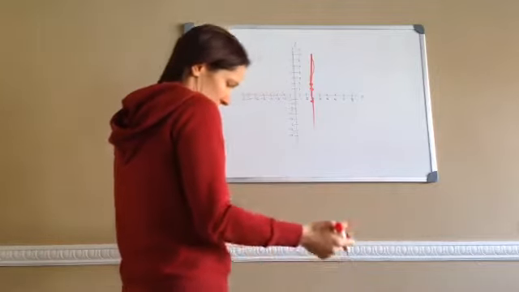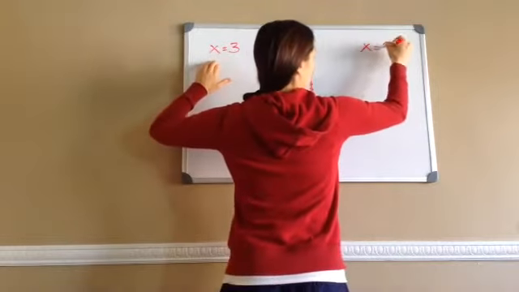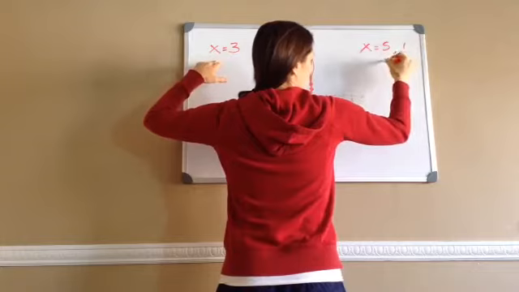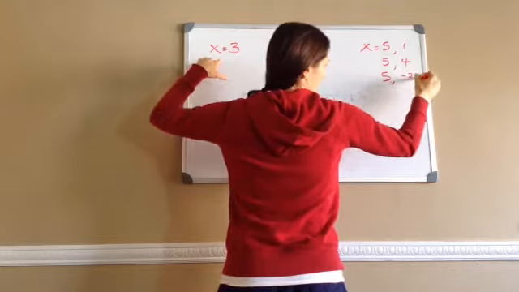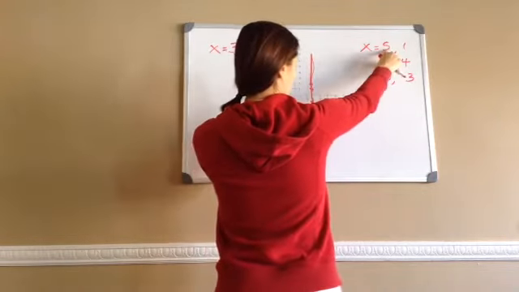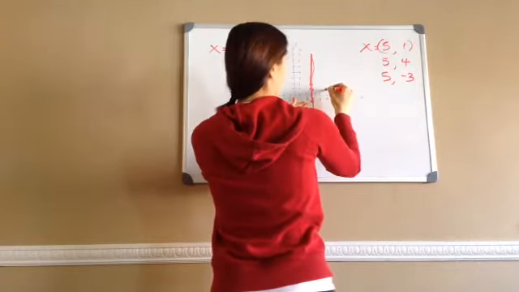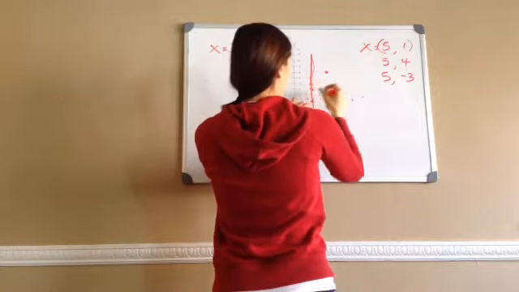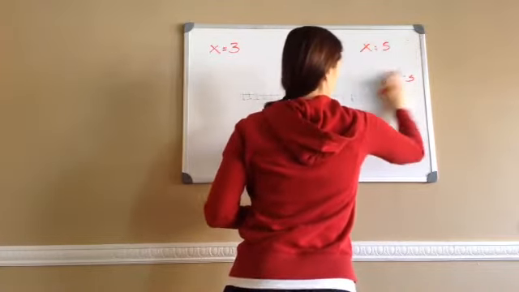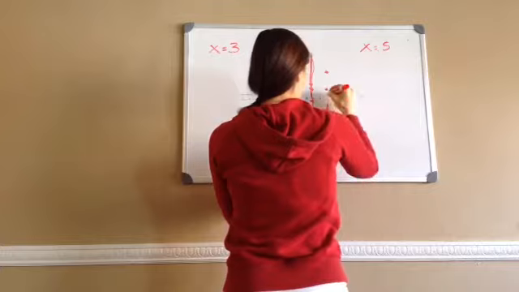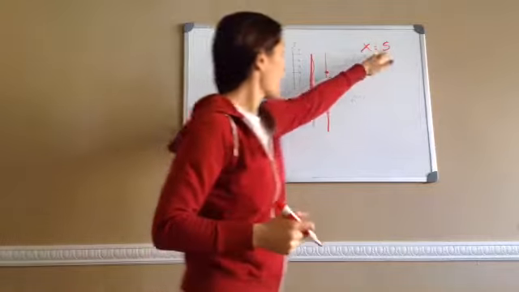All right, let's do x equals 5. Okay, if x is 5, then let's say y is 1. If x is 5, then y is 4. If x is 5, then y is negative 3. Let's try that. So if x is 5, then these would be the coordinates: 5, 1, 5, 4, and 5, negative 3. Hopefully you can see that when my x is that number, 5, it goes through it vertically, a straight line. So x equals 3 is this, x equals 5 is this.